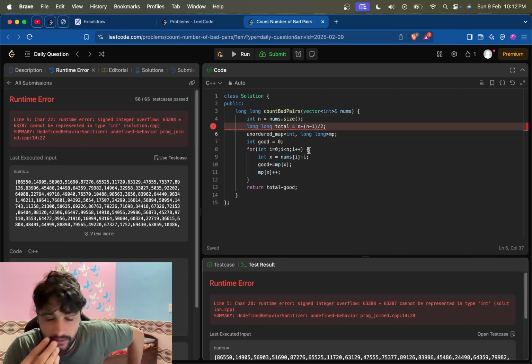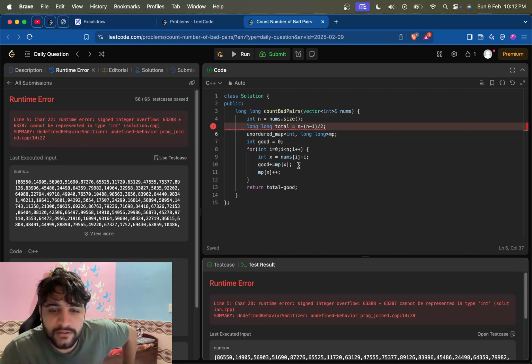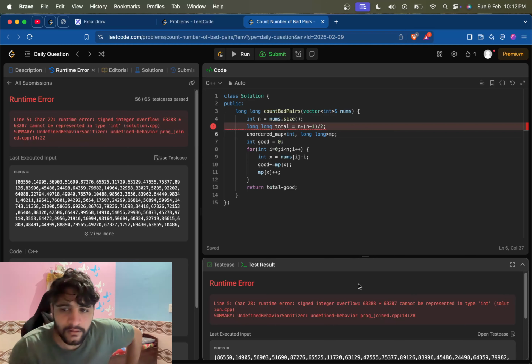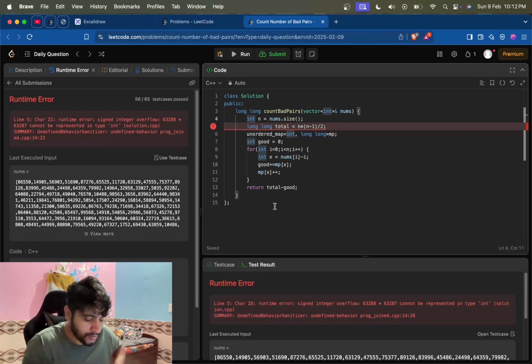The concept is right, it's just that the runtime signed integer overflow cannot be represented in type int. Okay, fine. So we haven't defined it as int. Runtime signed integer overflow, cannot be represented in type int. Line number 5, n into n minus 1 by 2. Why is it int? Because we defined n as long. So let's do this also.